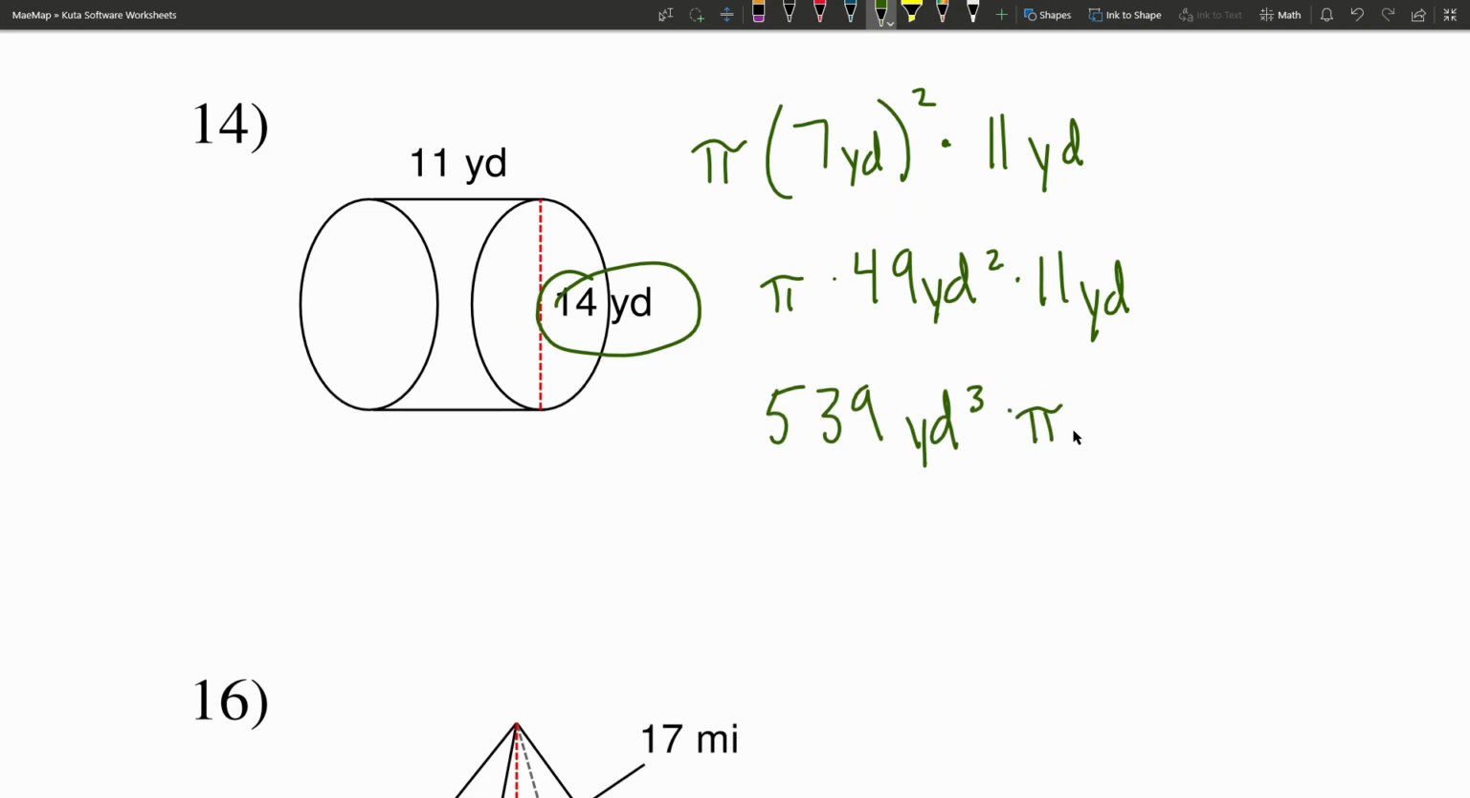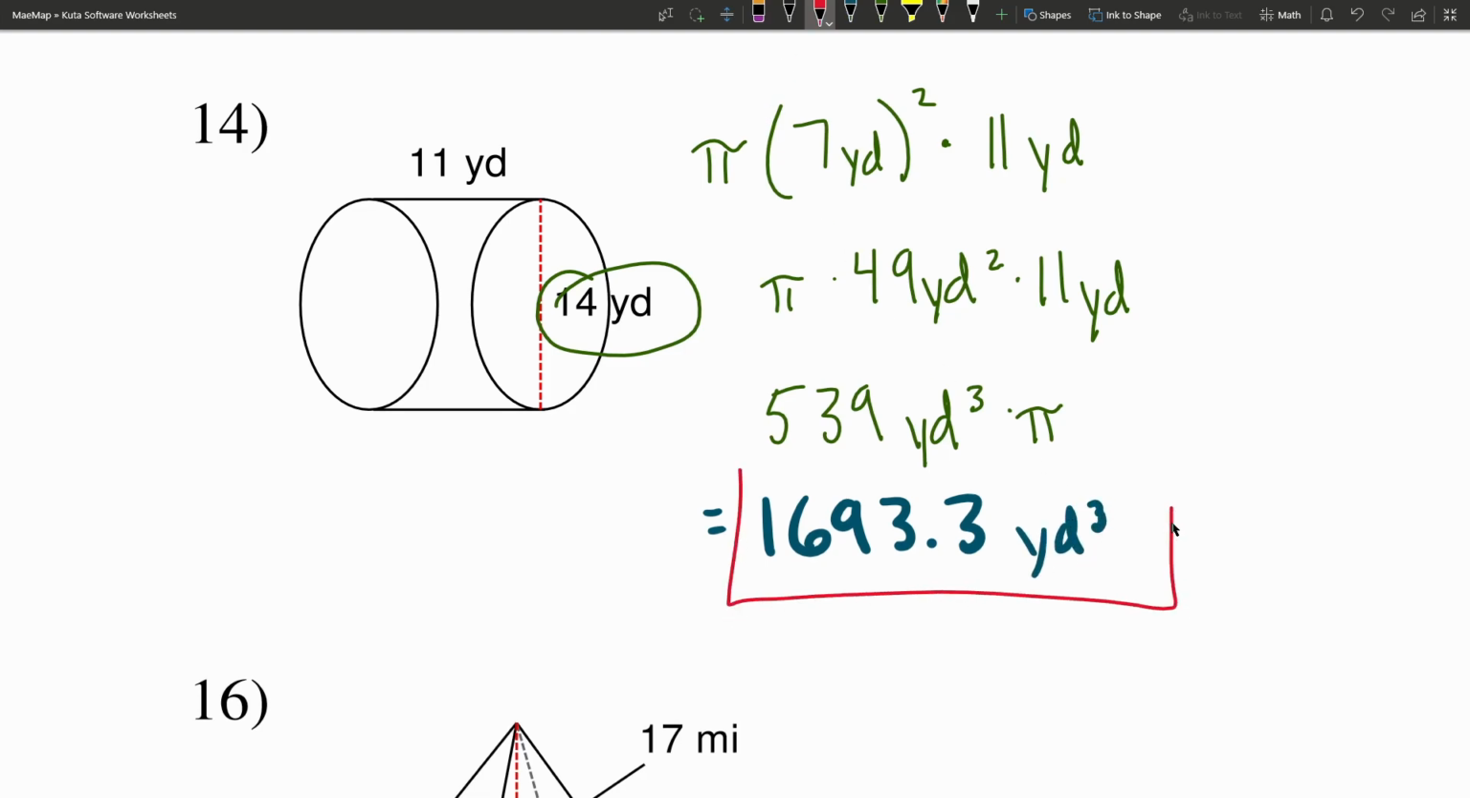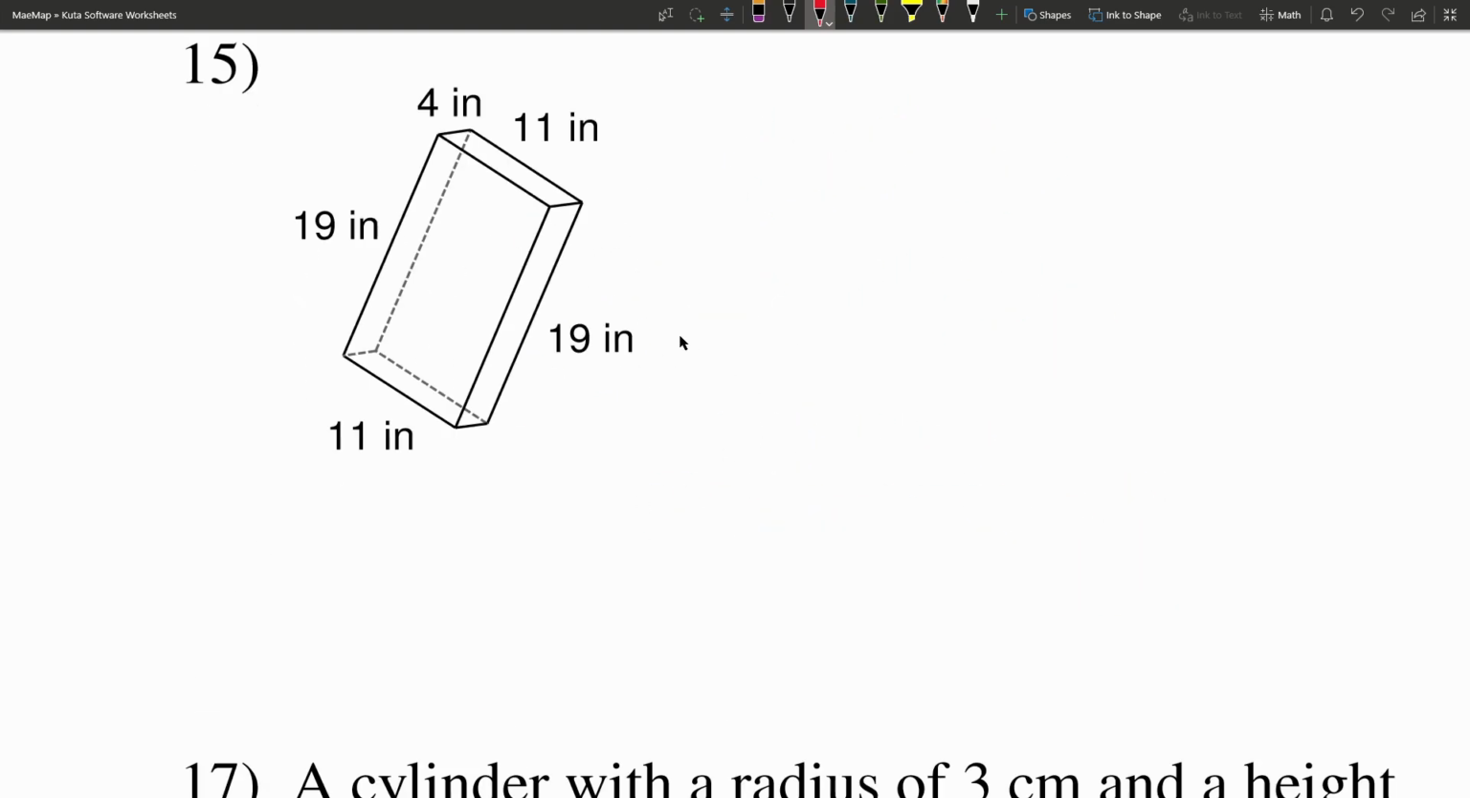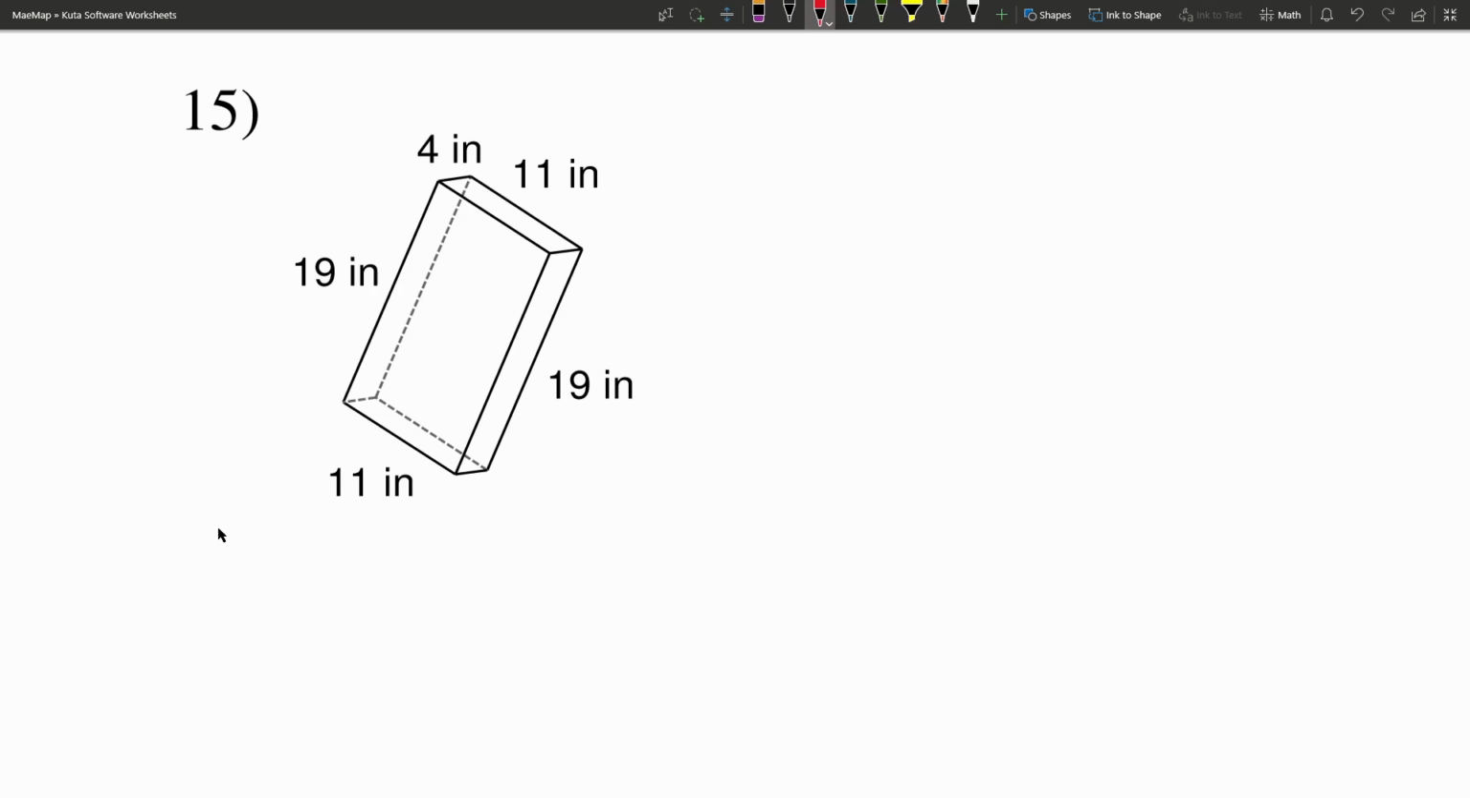Multiplying that, making sure to include enough decimal points, we're going to get a volume of 1,693.31 roughly, which rounds to 0.3. So 1,693.3, and that's yards cubed. Moving on to number 15, we have a rectangular prism. So let's pick one side to be our base, which I'm going to choose this side here. That means that my height will be this 19.